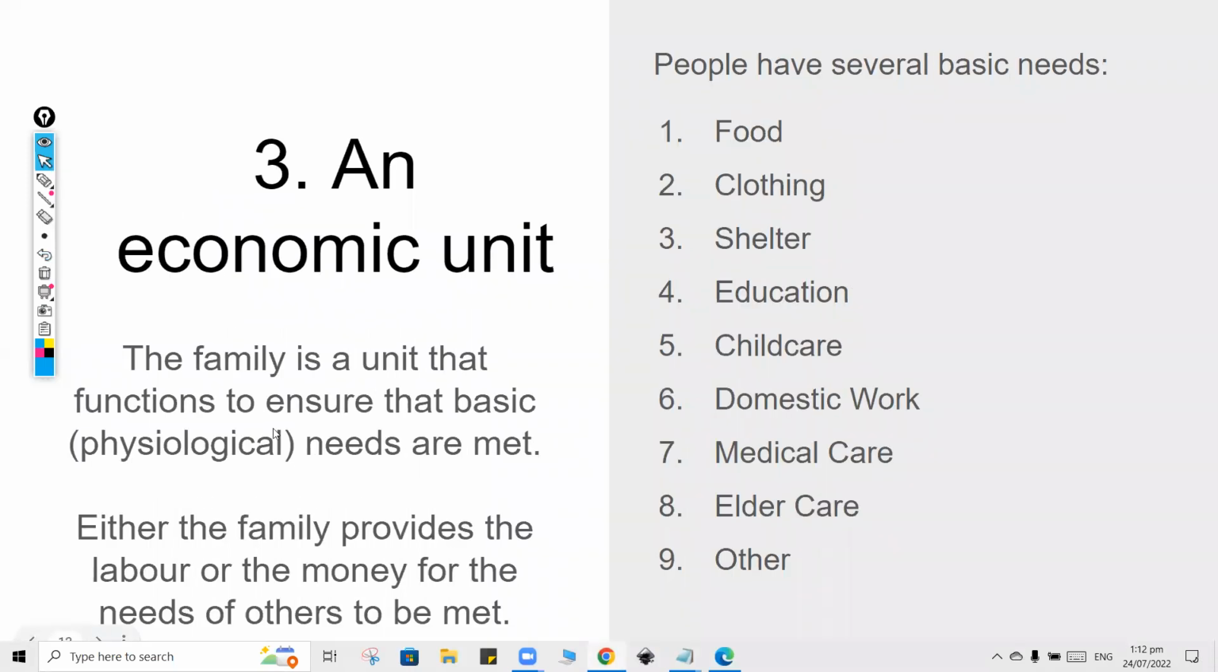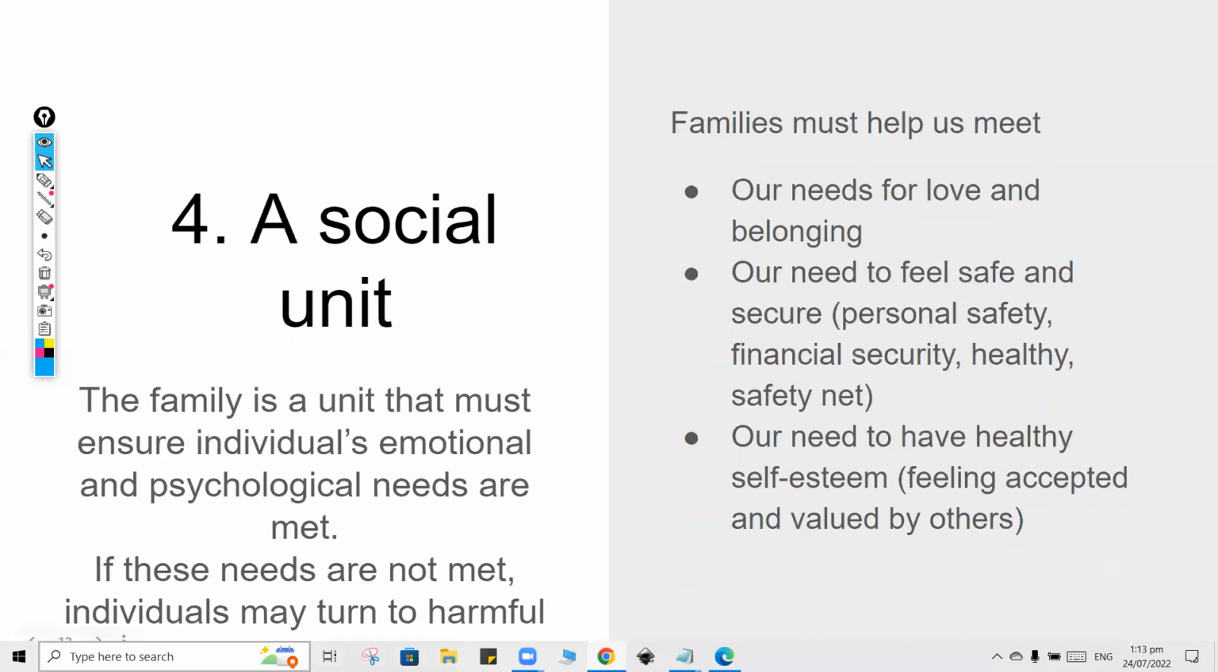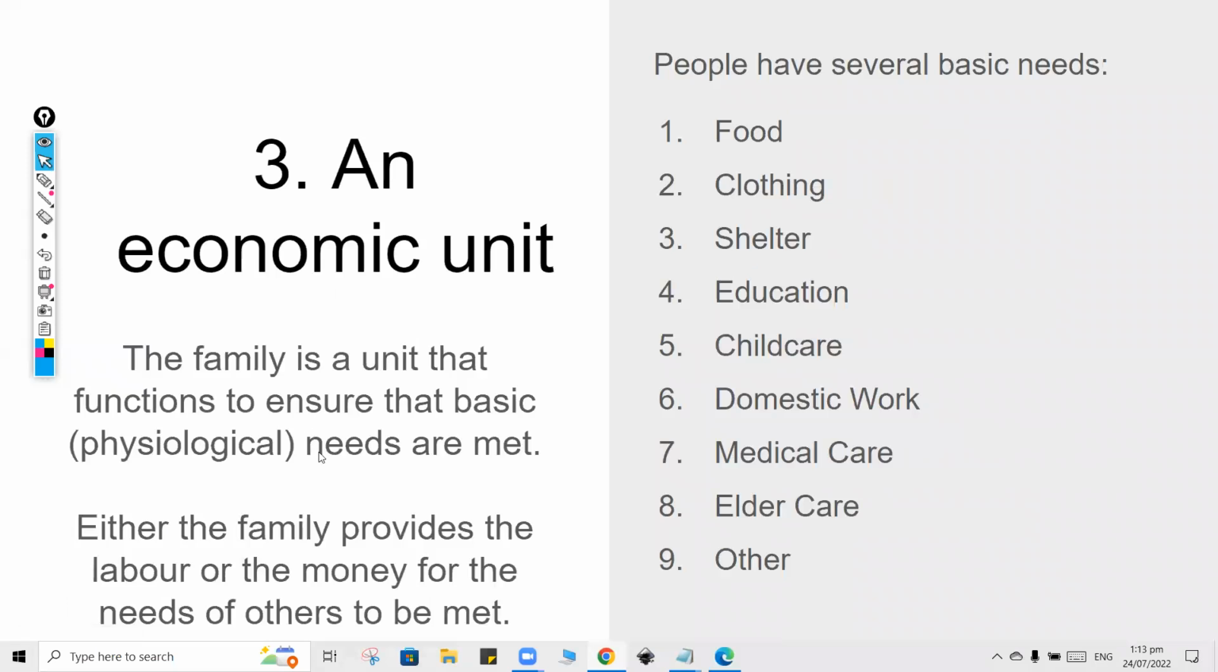Okay, so economic units. The family is there to make sure that what everybody needs that has to be bought, those needs are met for everyone. So it's not that everyone needs to have a job per se. It's not that everyone needs to make a financial contribution per se. But if the family needs things that cost money, then everybody in the family must find a way to pitch in to help make that happen, provided that they can.